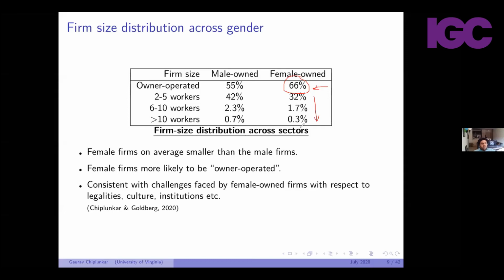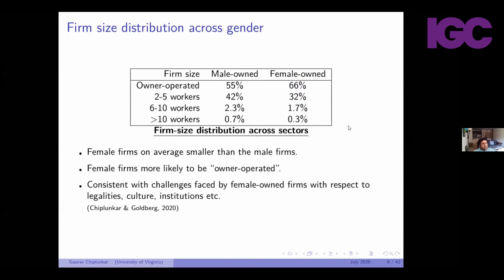And then as you move down, as you look at larger and larger firms, you see less and less of female firms. I mean, the fraction of female firms in these size bins is always lower than the fraction of male firms in these size bins, right? Or to put it another way, on average, male firms are larger than female firms, right? In terms of just firm size.